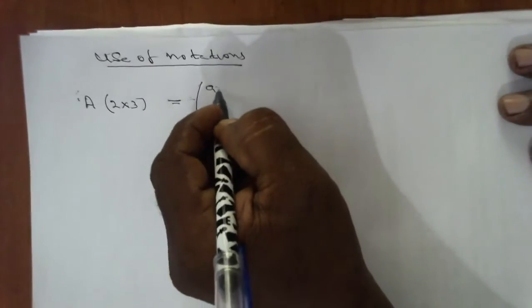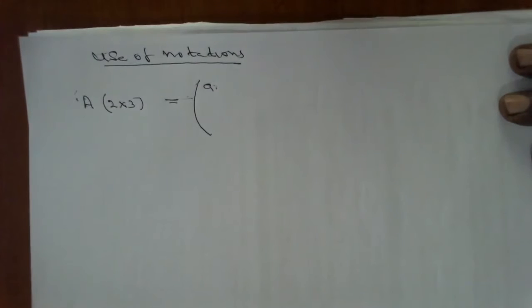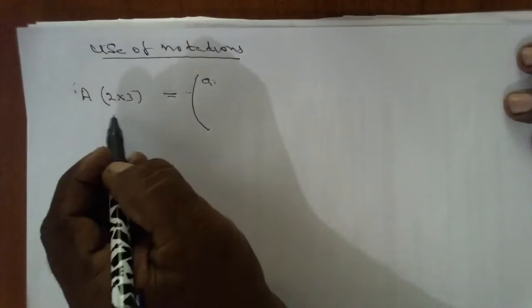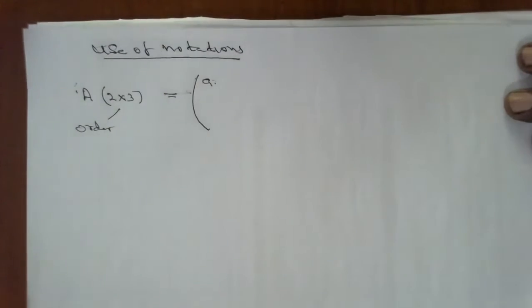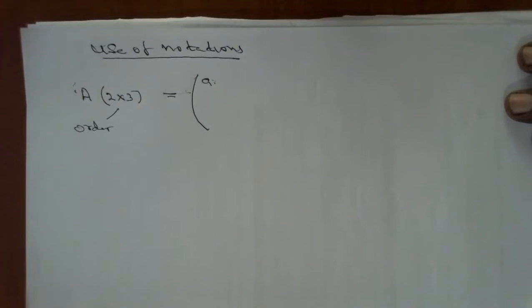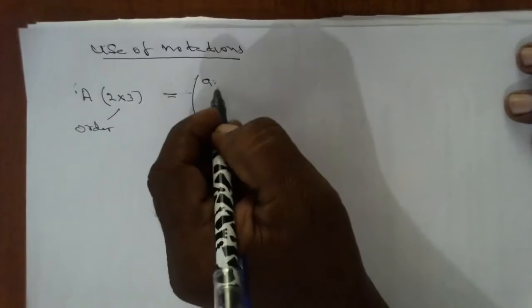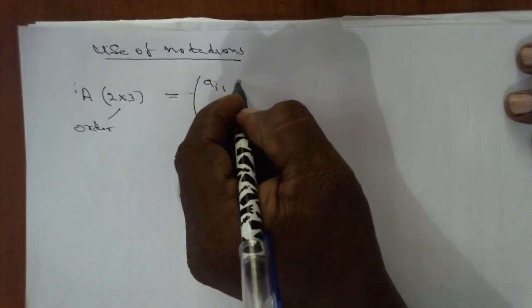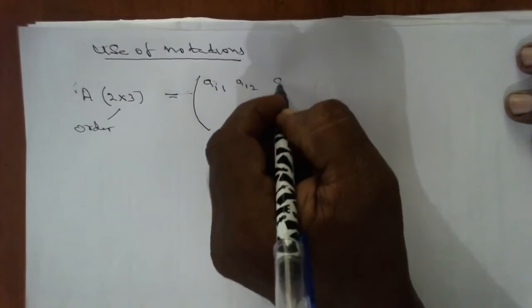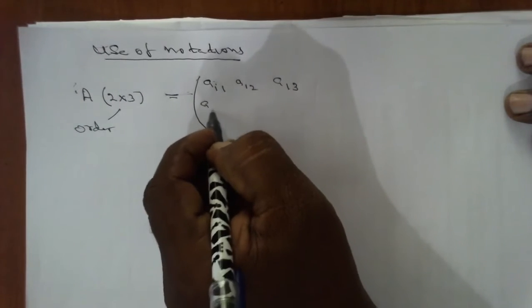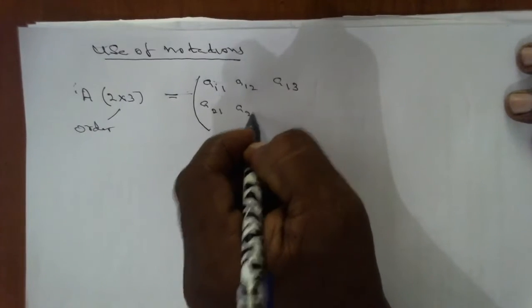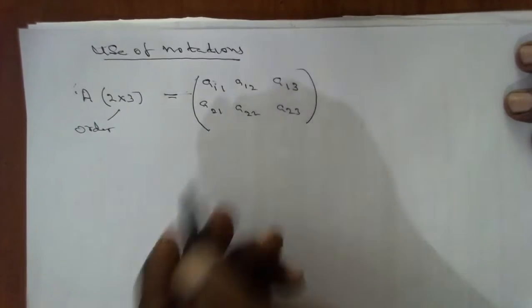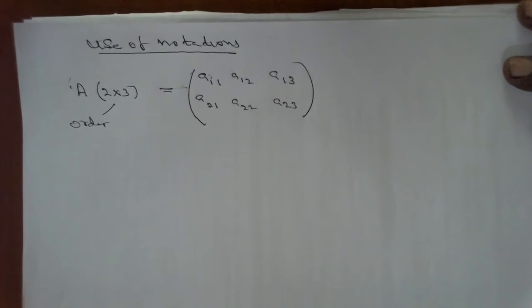A, that means how many columns and how many rows, if it is a 2 by 3 matrix? Can you tell me? If the order is 2 by 3, how many columns and how many rows? 2 rows and 3 columns. Very good. 2 rows. A11, A12, A13, A21, A22, A23. Like that you can write all the elements. There are 6 elements.